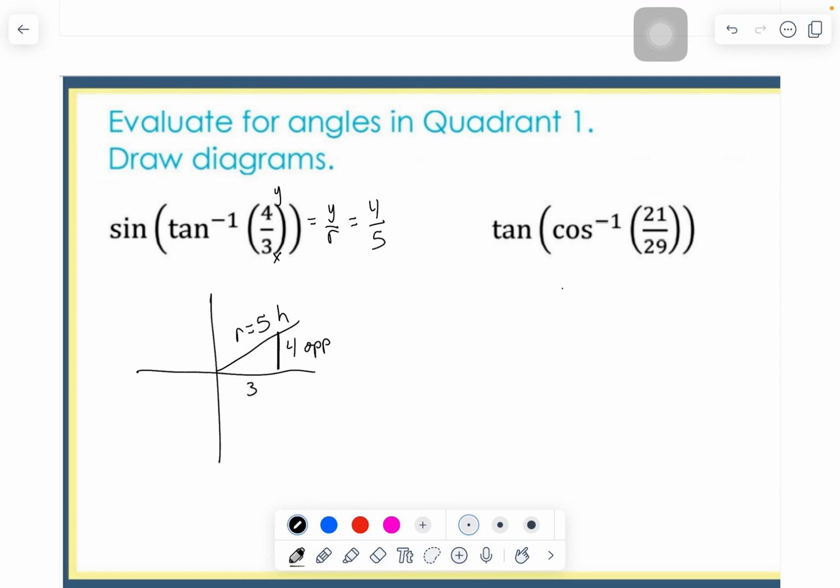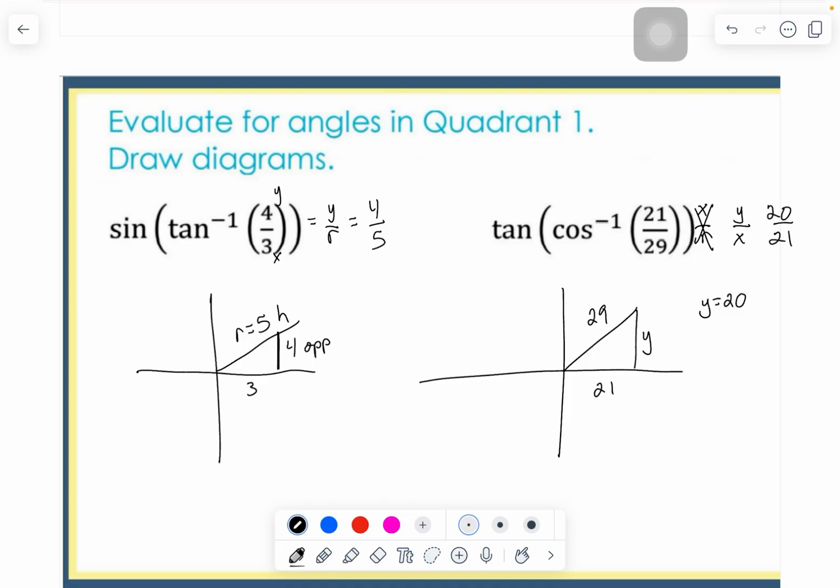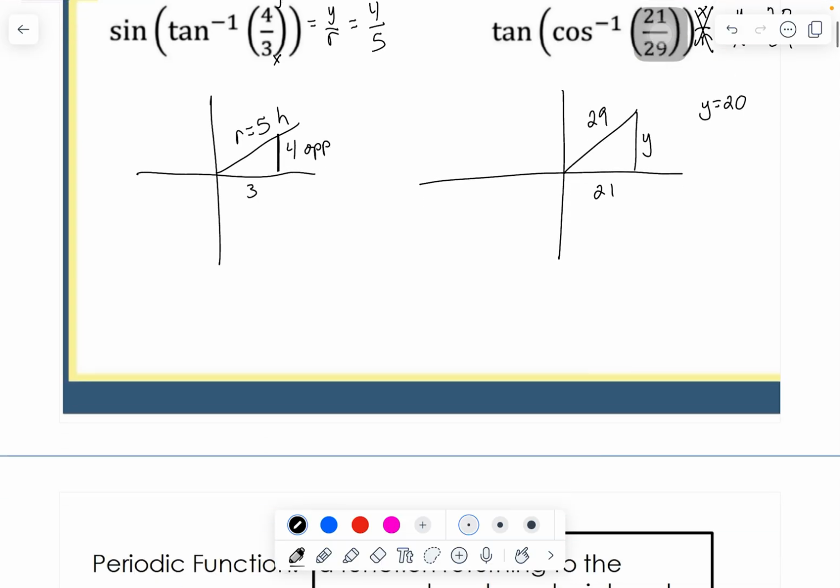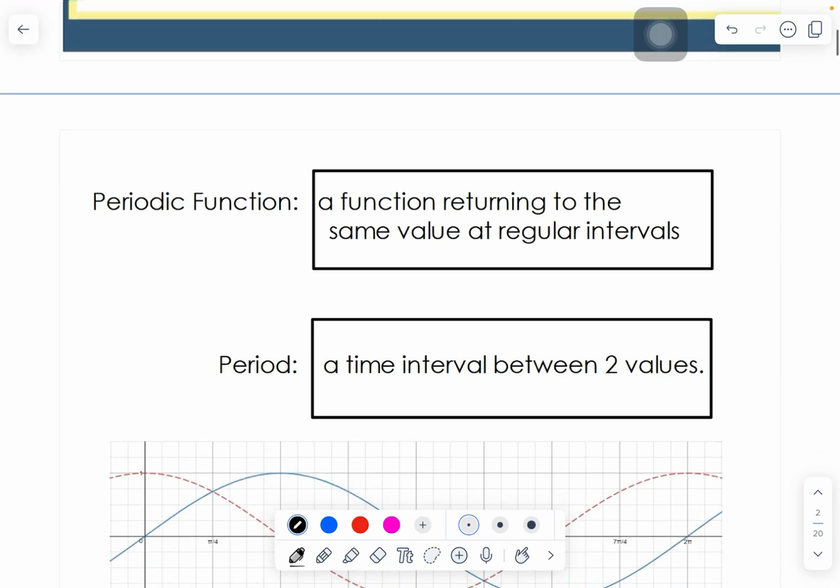Okay, same thing here, except we're in the first quadrant. Now it's cosine, so now that 29 is the radius, because cosine is x over r, and the x value would be 21, and I would do Pythagorean theorem to solve for y. I've done this before, so y ends up being 20. So if I go back to find tangent, the tangent is going to be y over x, so now 20 over 21.